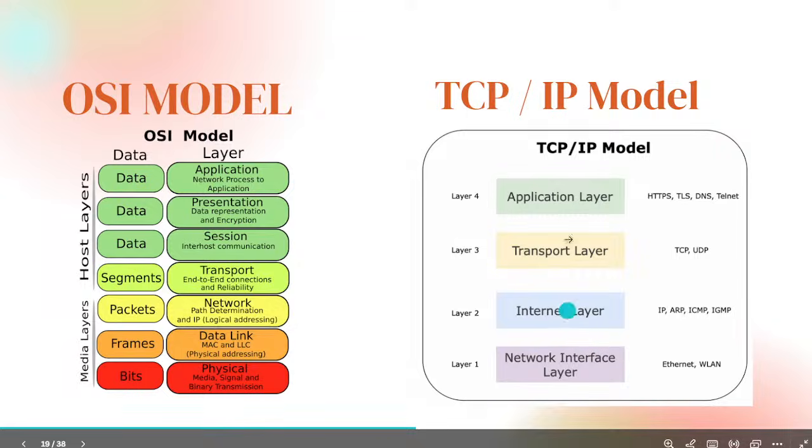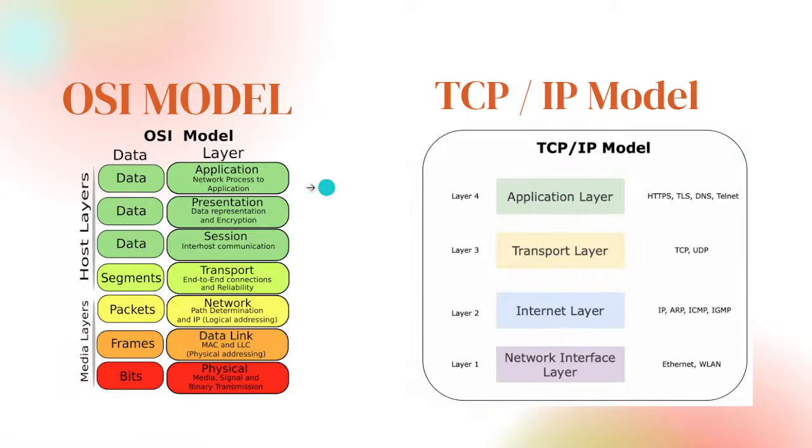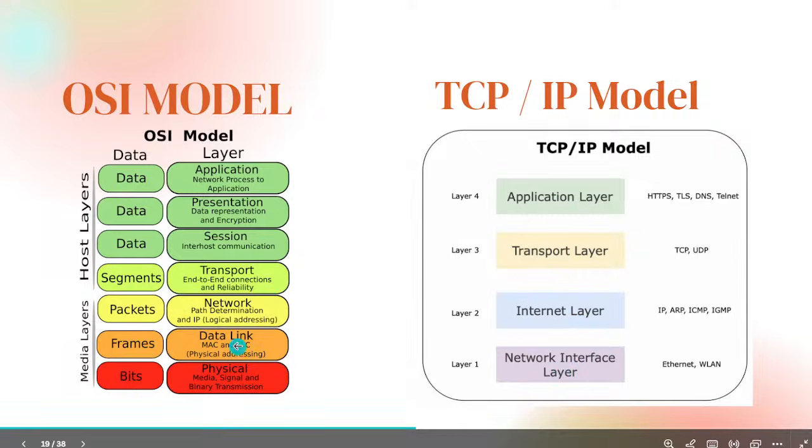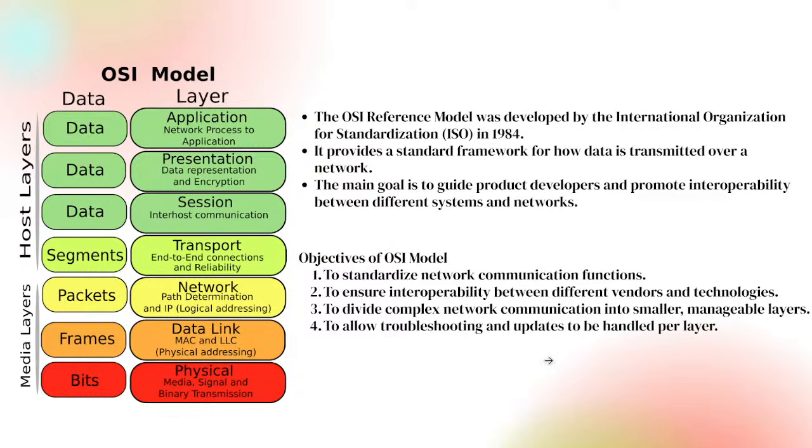Again I repeat, the application layer is doing the job of presentation and session in TCP IP. The transport layer is common to both. The internet layer is doing the work of the network layer, and the network interface layer does the data link and physical layer work. The OSI model is a very important question which you can expect in your exam.